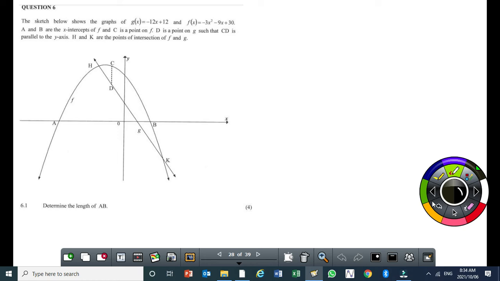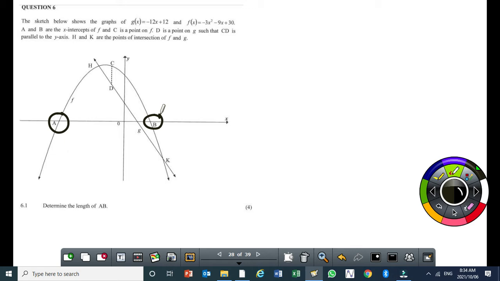We are given the linear function g of x, and we're also given the quadratic f of x. The first question, you are supposed to find the distance of AB. We did a question which is more or less like this. So the first thing, find the x coordinates, that is the x-intercepts. It's A and it's B. That should not be a problem.